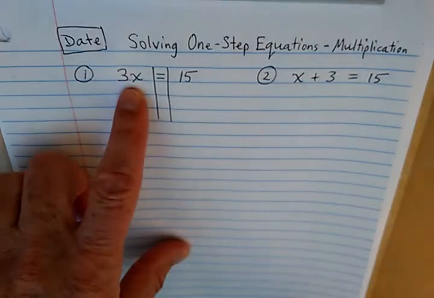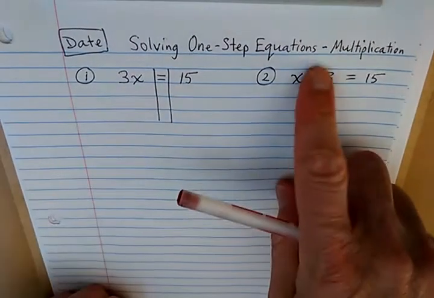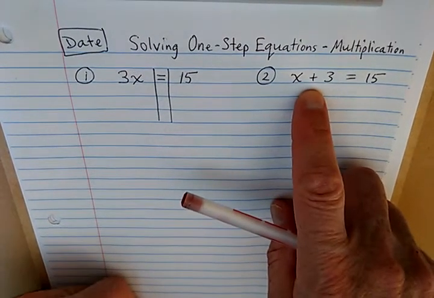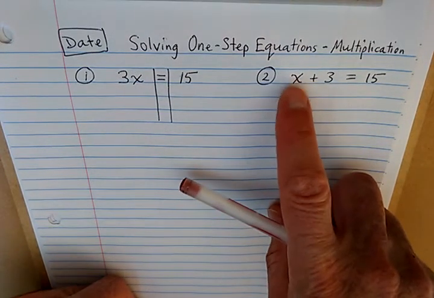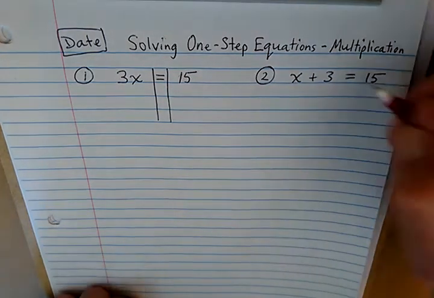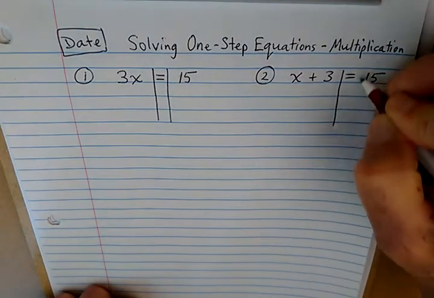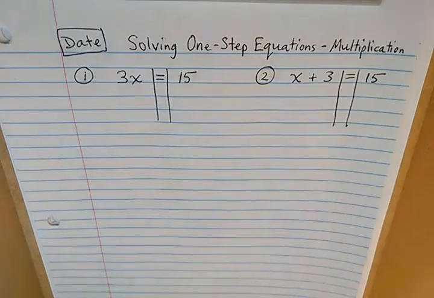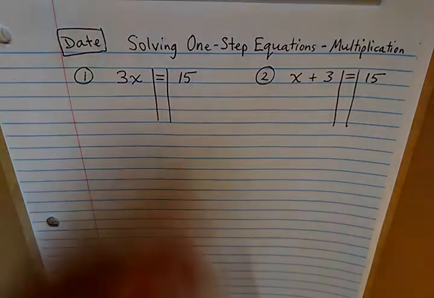And this one is different from number 2 because number 2 does not have multiplication. It has addition. This is x plus 3 equals 15. We can draw our train tracks on that one also. First, let's focus on number 1.